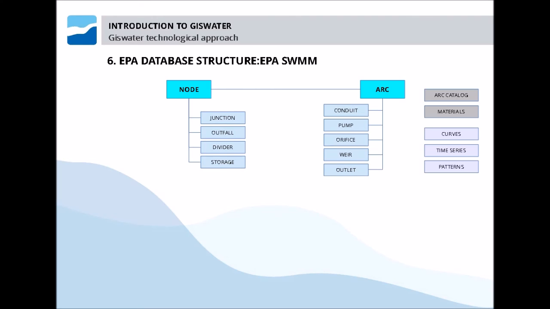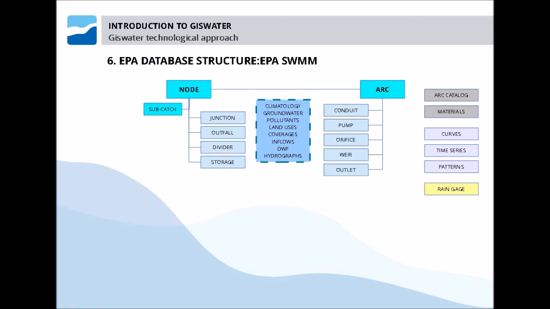Once all the ARC and Node elements have been defined, we are only left to complete the data modeling of the database with the information that is necessary: climatology, groundwater, pollutants, land use coverage, inflows, wastewater, or unit hydrographs. Once we have done all these, we only need to incorporate the rain gauge to the network, linked to a drainage basin that is associated with nodes, subcatchments, and we can select the sector we want to export.